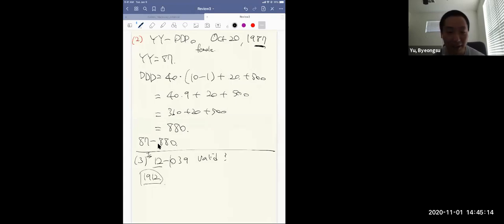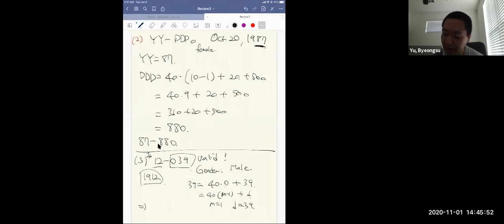But in the case of 039, it means that 39 is just 40 times 0 plus 39, right? So this is just 40 times (m minus 1) plus the date. So m should be 1 because m minus 1 should be 0, and d should be 39. His gender is male because it is less than 500. So the birth date is January 39th, 1912. But that doesn't make sense because January doesn't have a 39th day, right?